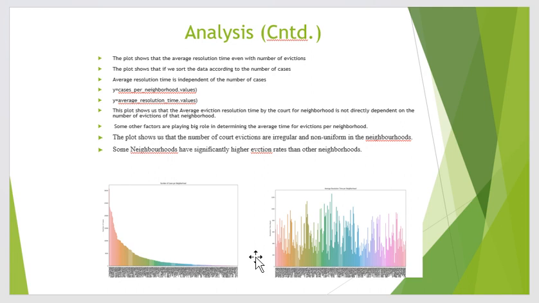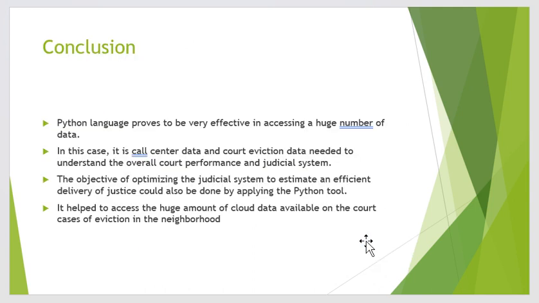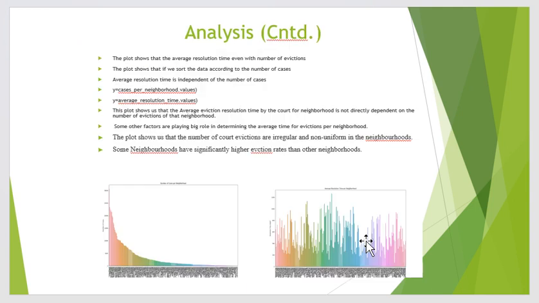While you observe the plot in graph 1, it shows us that the number of court evictions is irregular and non-uniform across the neighborhoods. Some neighborhoods have significantly higher eviction rates than the other neighborhoods. If you see the second graph, this plot shows us that the average resolution time by the court for a neighborhood is not directly dependent on the number of evictions in the neighborhood, and some other factors are playing a big role in determining the average time for evictions per neighborhood.